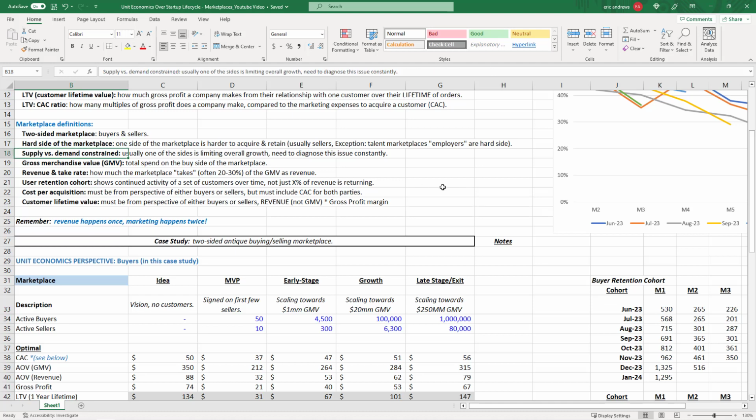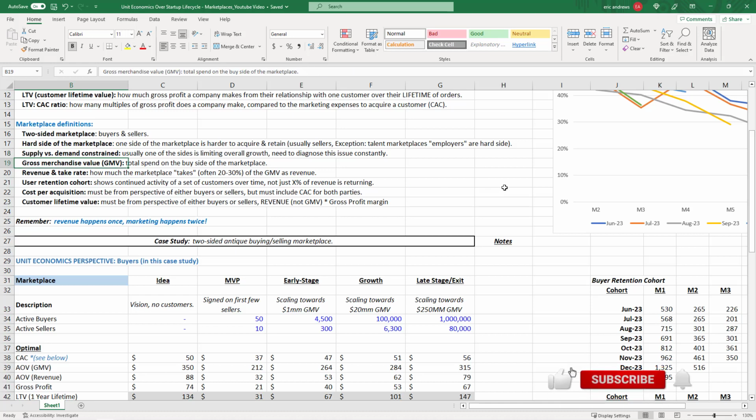Supply versus demand constraint. Usually one of the sides of your marketplace is limiting your overall growth. If you don't have enough drivers, then the riders can't make rides and you can't generate revenue. If you don't have enough riders, then your drivers can't do rides and you can't generate revenue. So you need the two sides of the marketplace to be in sync with each other and scaling at a similar rate. And usually you can diagnose which side of your marketplace is constraining your growth.